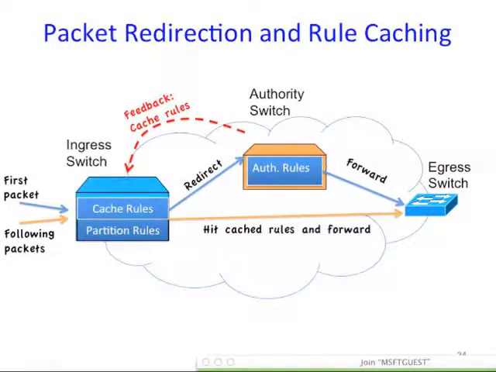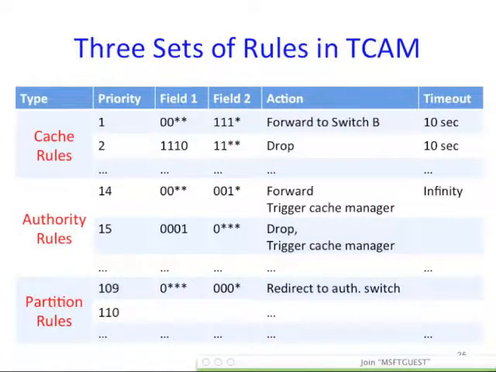Okay, so now we know that this partition information is just some partition rules we can install in all the switches. And what are these authority switches? They are just normal switches. They are just storing a different set of rules called authority rules. So in general, one switch can be both an ingress switch and an authority switch at the same time. One switch usually has 3 sets of rules in the TCAM. By storing these 3 sets of rules in the TCAM, we can easily support DIFANE.